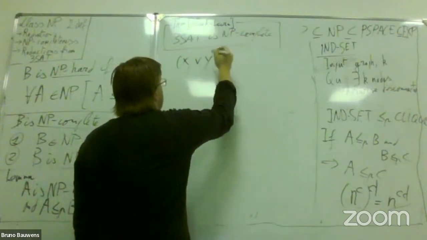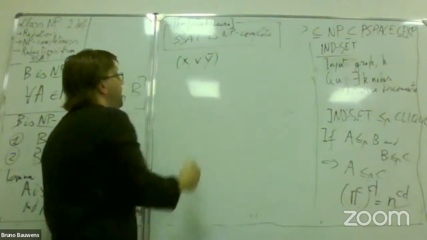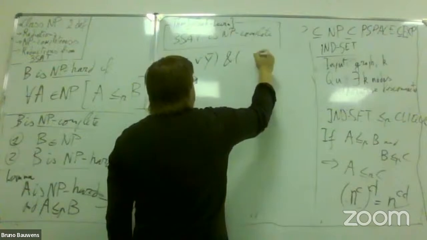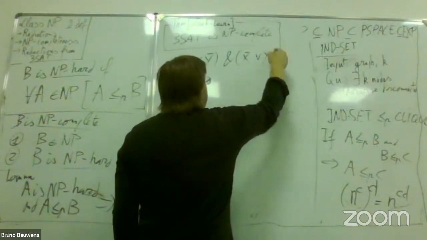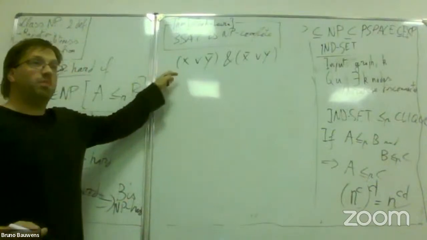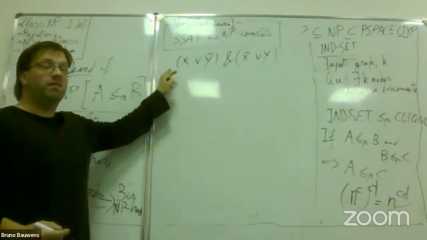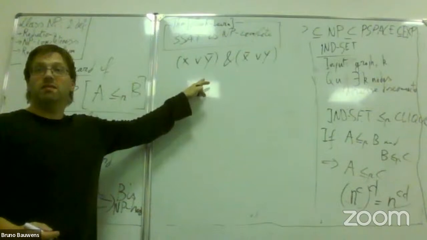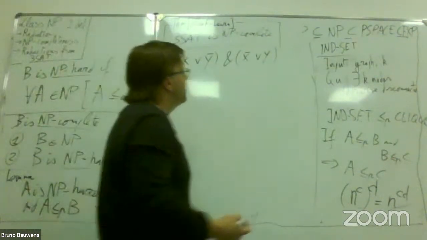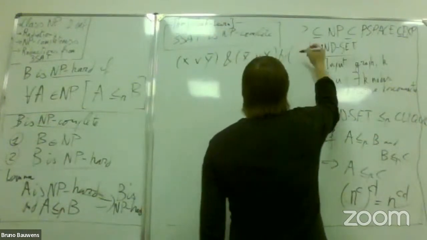Okay, so for example, x or not y, and not x or y. So here is a Boolean formula, and it has an easy interpretation. It's true if and only if x equals y. And this is a kind of special formula.